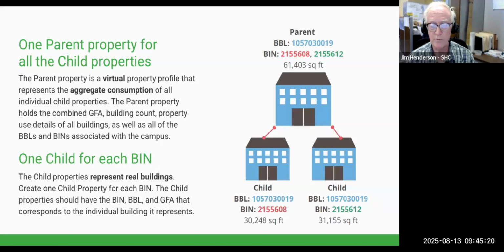The child properties, those are physical buildings, and you create a child property for each building that you have on your BBL, and those properties would include the 1 BBL, the 1 bin, the gross floor area, and other details that correspond to that individual building.